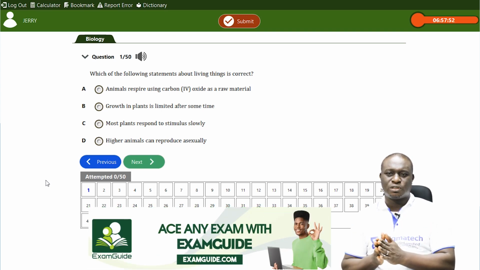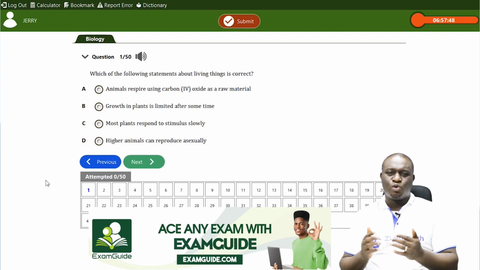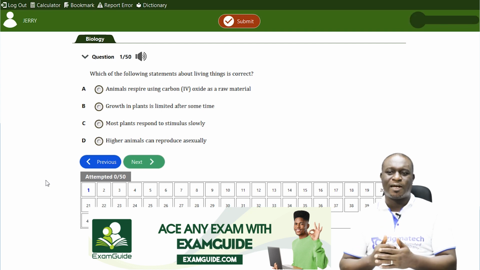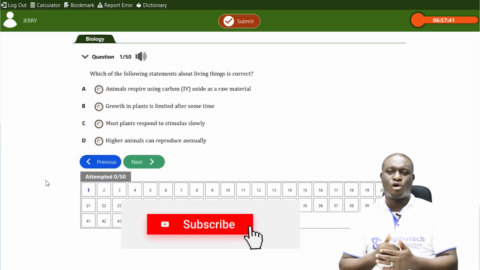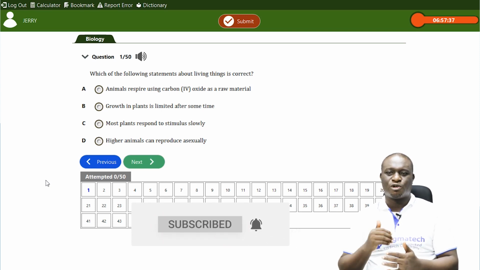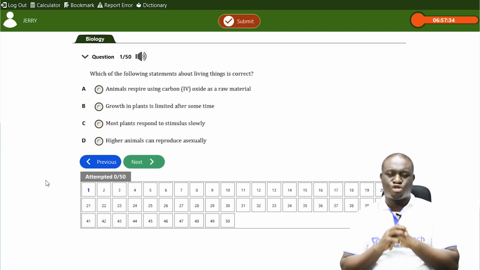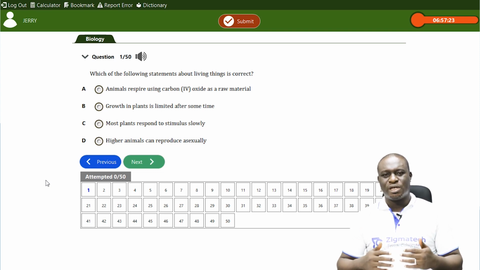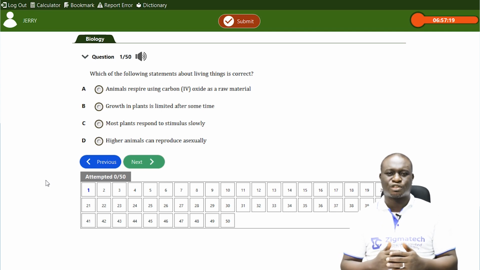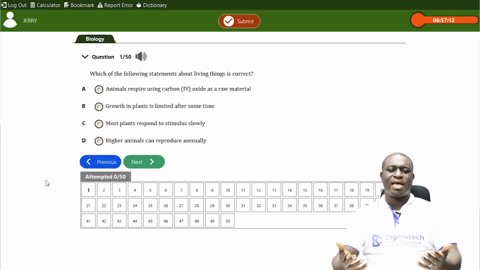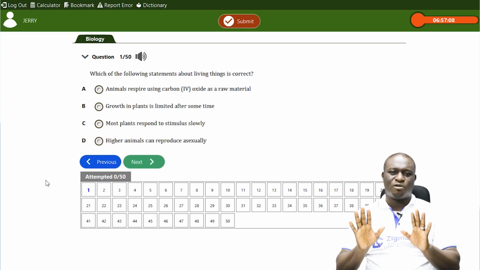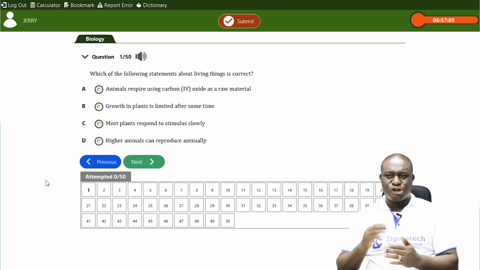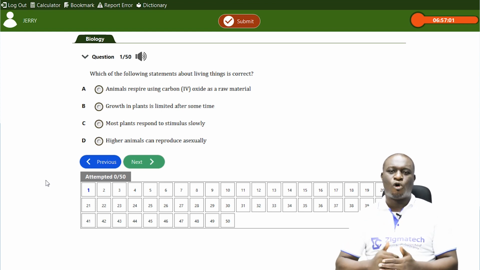Now, if you look at the options given, you will understand with me. The first one says animals respire using carbon dioxide as a raw material. That is actually not true. Respiration is the process by which living organisms break down simple sugars in order to release energy, and it is carried out by a series of chemical reactions controlled by enzymes. During respiration, living organisms make use of oxygen and give out carbon dioxide as an excretory waste, not as a raw material for respiration.